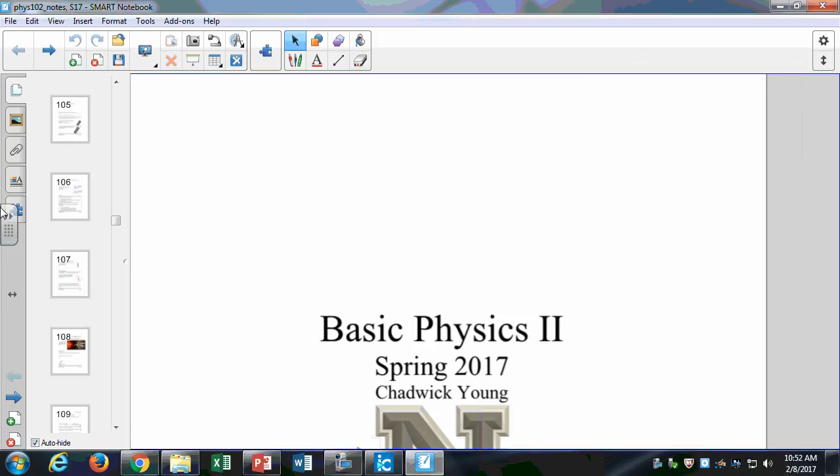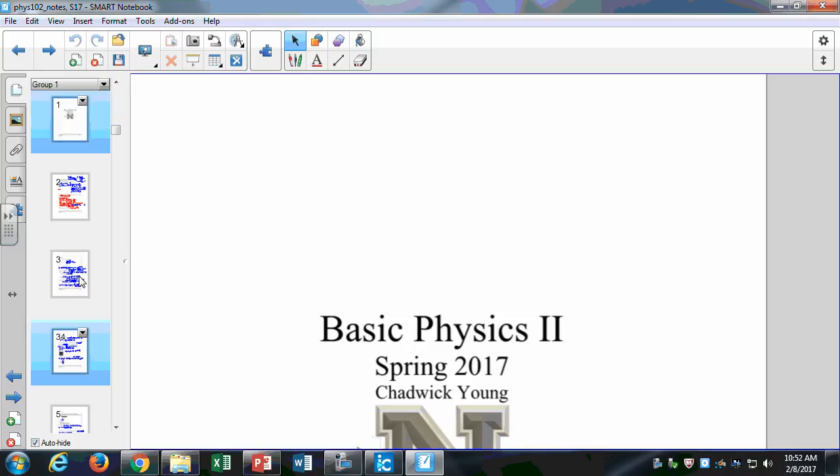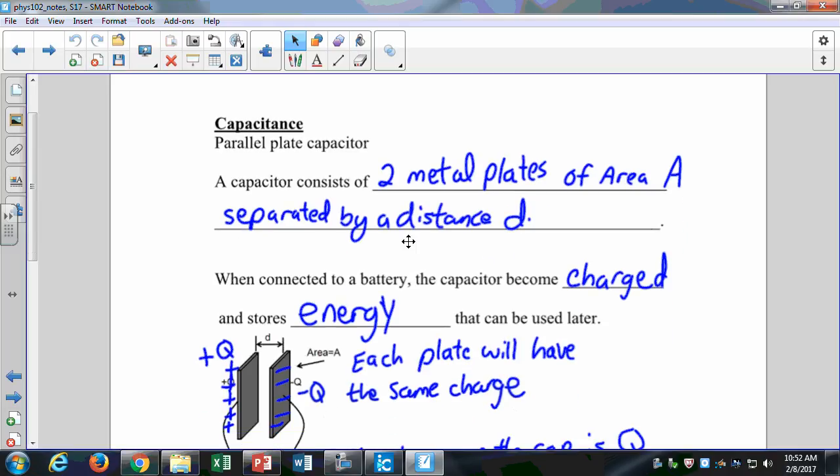And today we're going to get into circuits. So let's do a quick little recap of what we've been doing. Remember, a capacitor is two metal plates that are parallel to one another. The plates have two dimensions associated with them. One is the area of the plates, and the other is how far the plates are separated from one another. And those two dimensions combine to give us the capacitance.